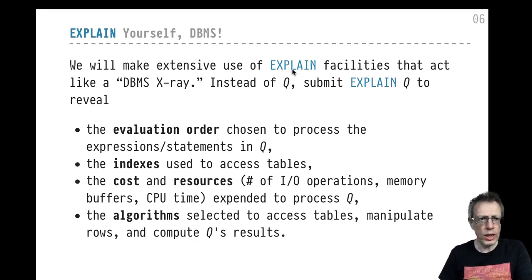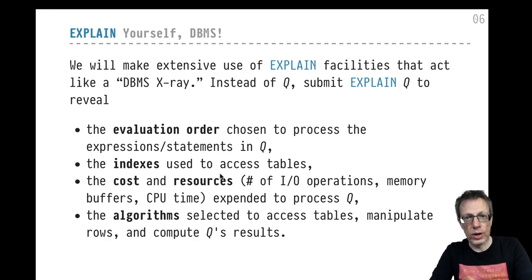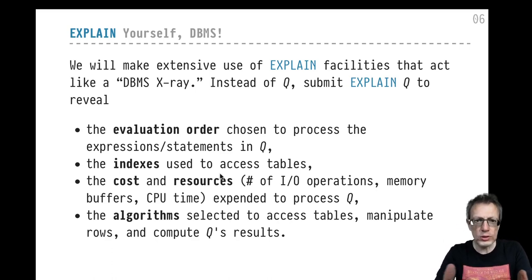We will see, hey, in which order are the statements, the constructs, the expressions in Q being evaluated? What's the evaluation order? What indexes are used to access the data in our tables, to maybe not access particular pieces of data that we don't use to answer the query Q? How are the CPU, the RAM, the resources in general in my system used to answer this particular query? What are the costs involved?